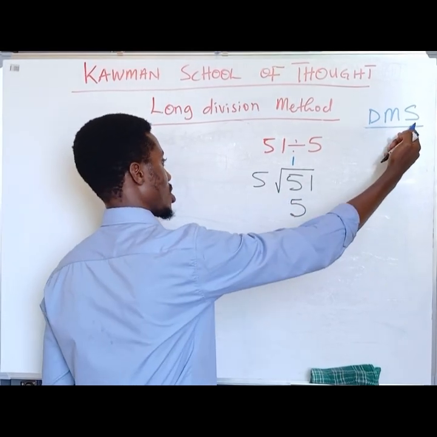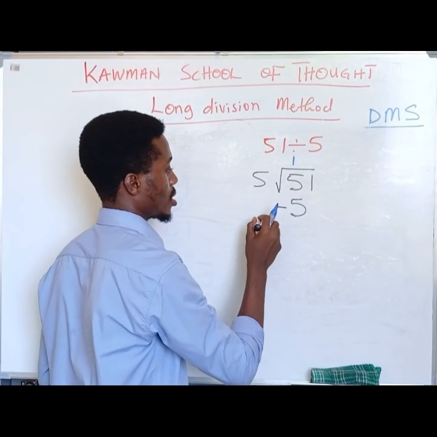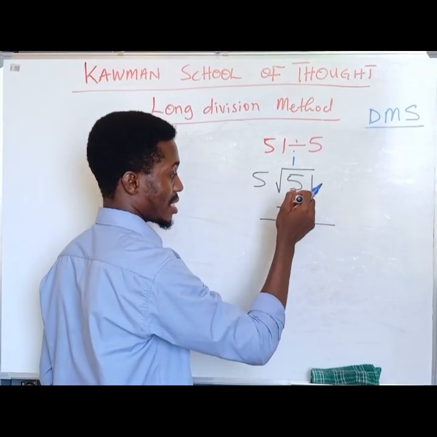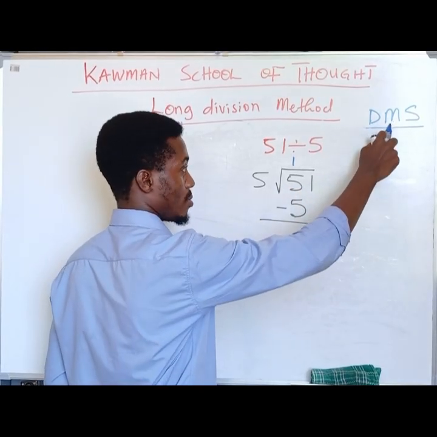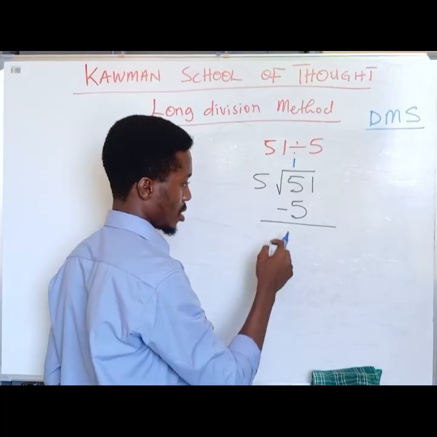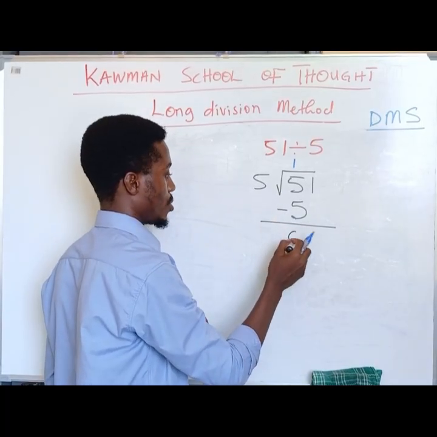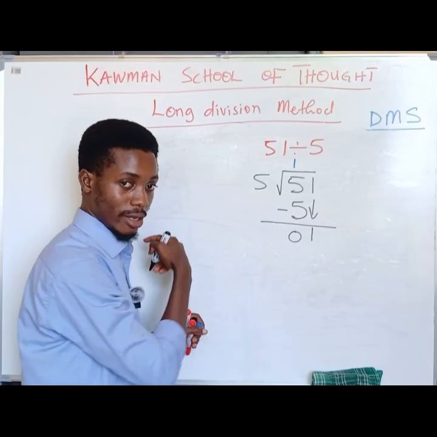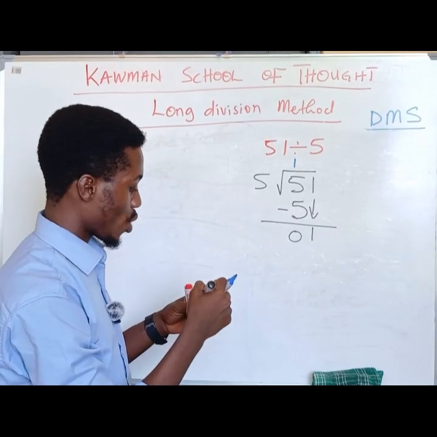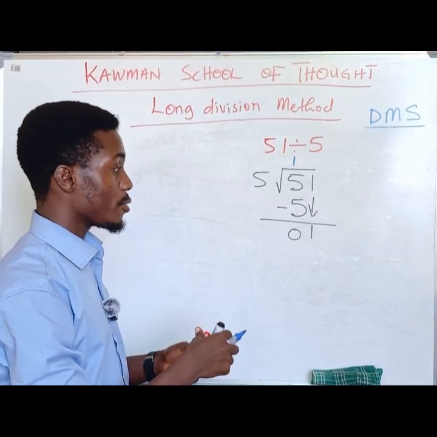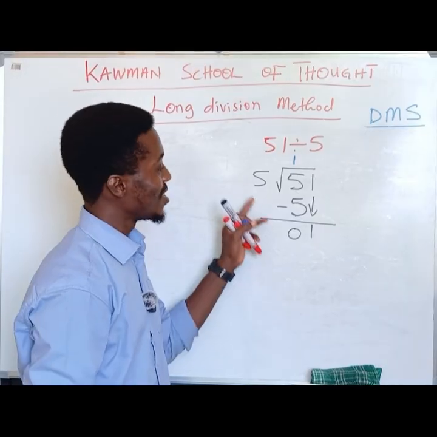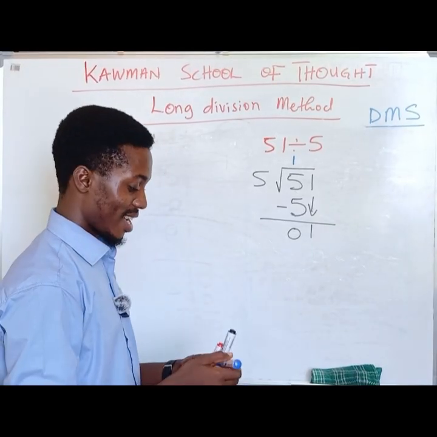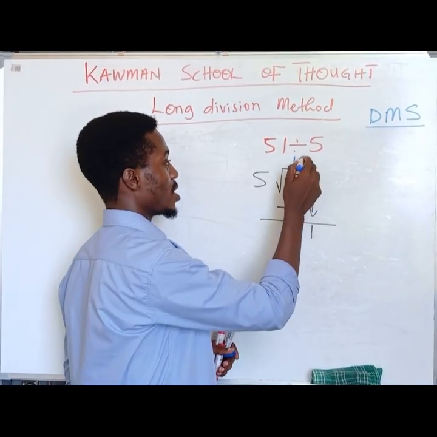Then what's the next operation? Subtraction. So we subtract. Like I said, DMS means division, multiplication, subtraction, in that order. Okay, so 5 minus 5 is what? 0. Now bring this one down. Like I told you in the previous example, this one is a fresh number coming down from the top. All right, so it's 1. 5 divides 1 how many times? 0 times. So write 0 here.